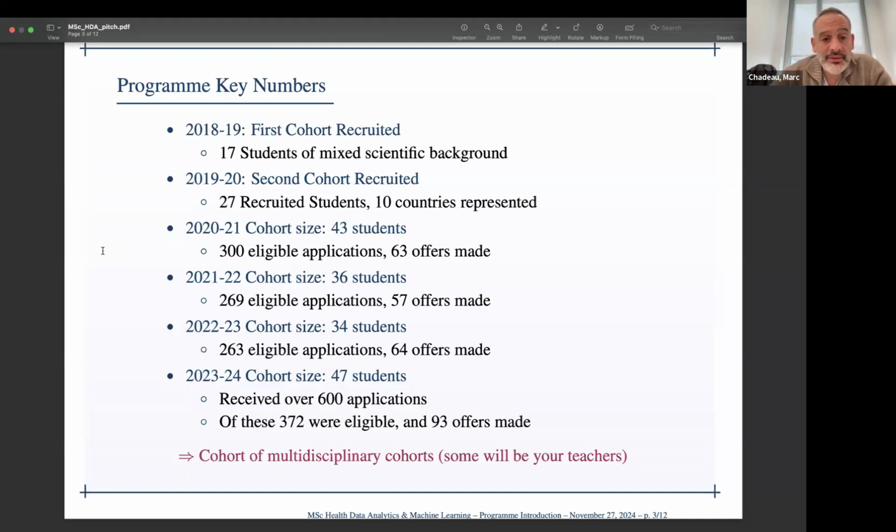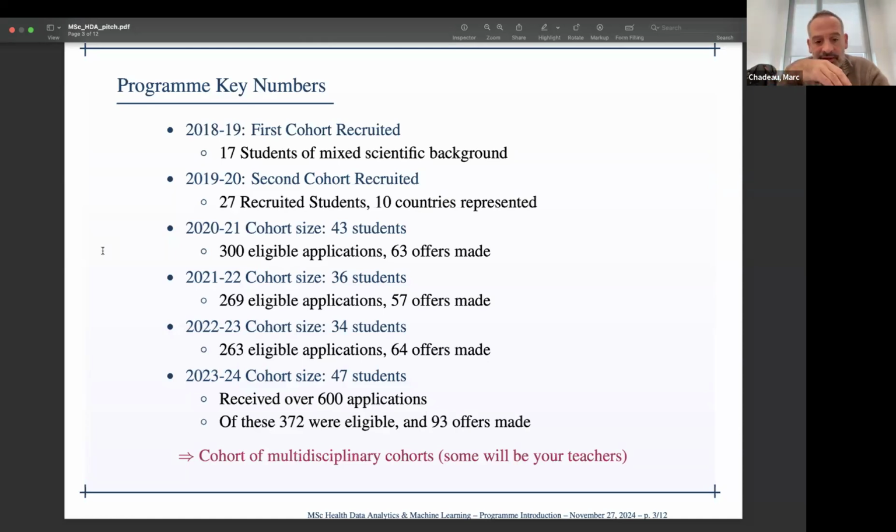Then we had a bit of a steady number in 21-22, with roughly 300 eligible applications and 36 students recruited. 22-23, same kind of numbers. And 23-24, there was a steep increase in the number of applications, where we had 93 offers made and had a cohort size of 47 students.